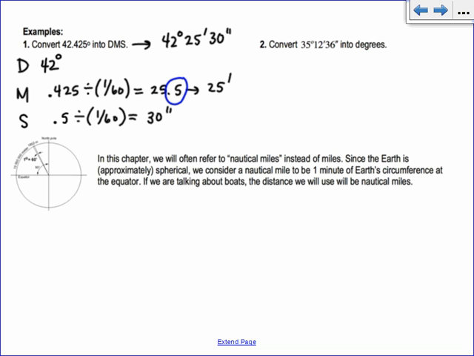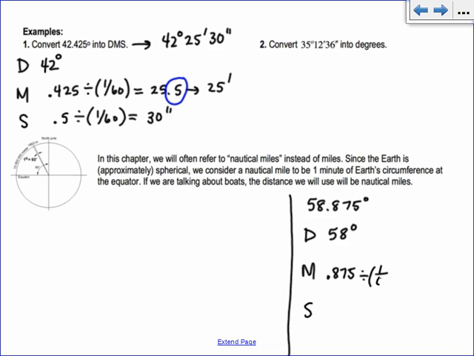Okay, do we need to see another one of those? The other class needed to see another one. Let's do another one. So let's say we have 58.875. All right, so we're first going to talk about degrees, then minutes, then seconds. So degrees, how many full degrees? 58, we're good there. Now we take that 0.875 and we divide by 1 over 60, which is the same as multiplying by 60.